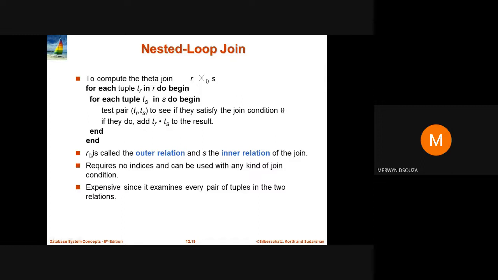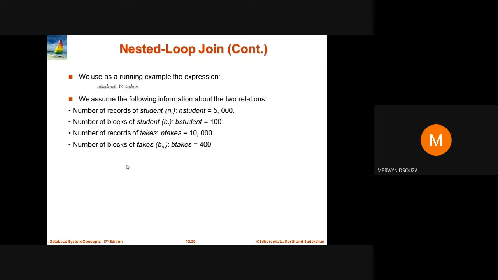Like I told you, R is called the outer relation and S is the inner relation of the join. Nested loop joins do not require indices and can be used with any kind of join condition, but it is expensive since it will examine every pair of tuples in the two relations.